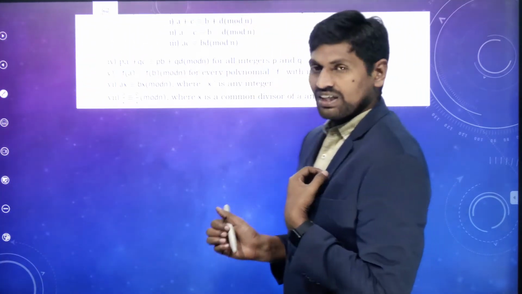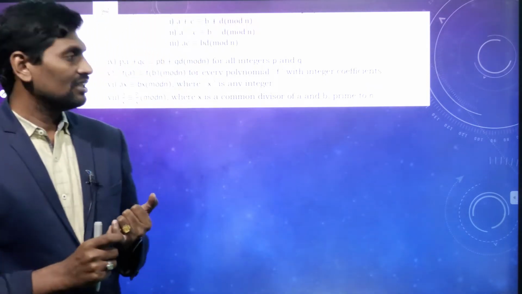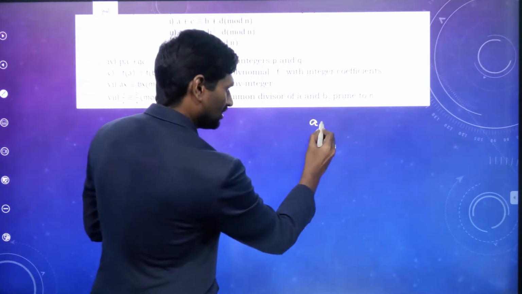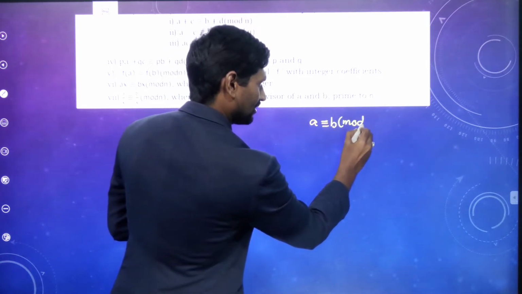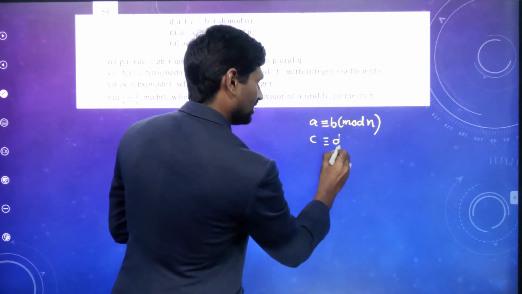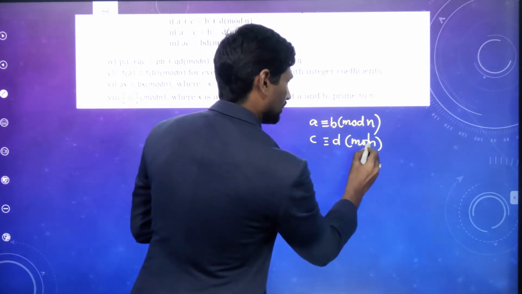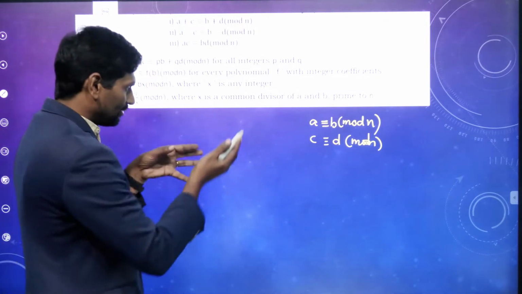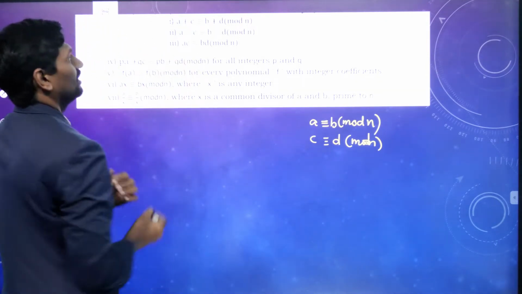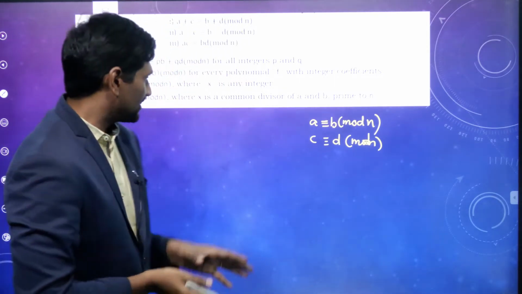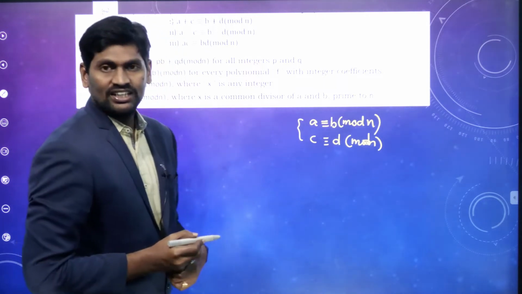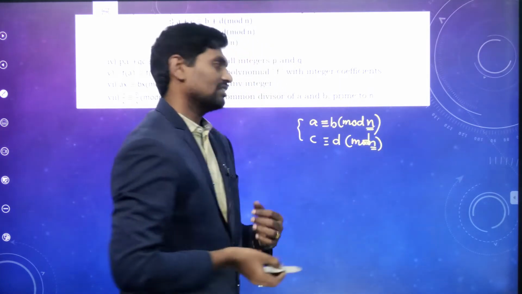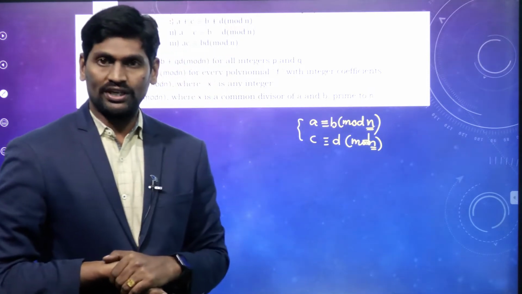If A congruent to B modulo N, and in the same way C congruent to D modulo N, like two different sets of integers, and when we add both of them, we get the first property. That means we are just adding the LHS parts: A plus C is congruent to B plus D modulo N. Here both are considered modulo N only.